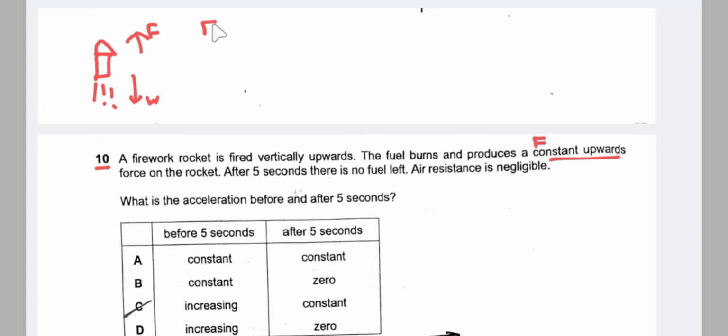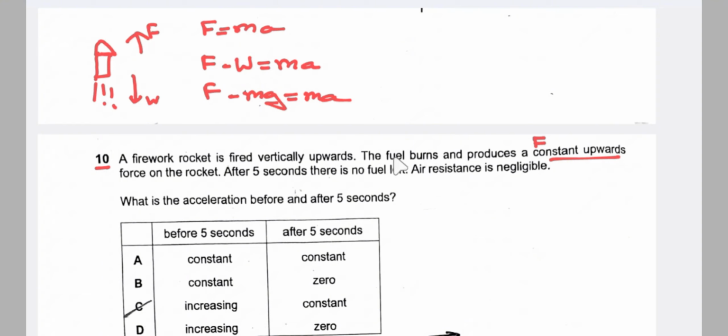As we know, resultant force is equal to mass times acceleration. The resultant force here is forward force minus backward force, which is equal to mass times acceleration. That is, forward force minus mg is equal to mass times acceleration. So this is our original equation to find the values.